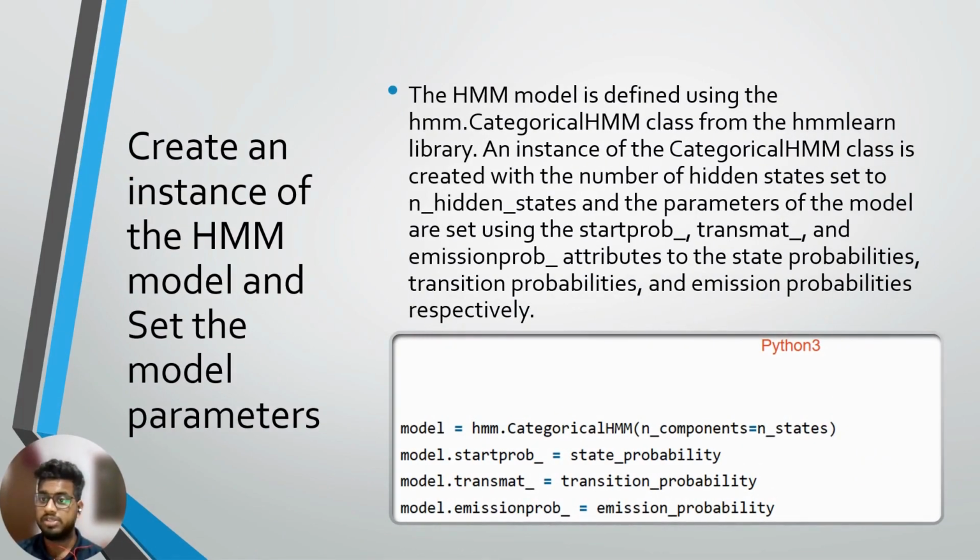The HMM model is defined using the CategoricalHMM class from the hmmlearn library. An instance of the CategoricalHMM class is created with the number of hidden states, n_components, and the parameters of the model are set using the startprob, transmat, and emissionprob attributes to the state probabilities, transition probabilities, and emission probabilities respectively. You can see the code below defines the same thing.